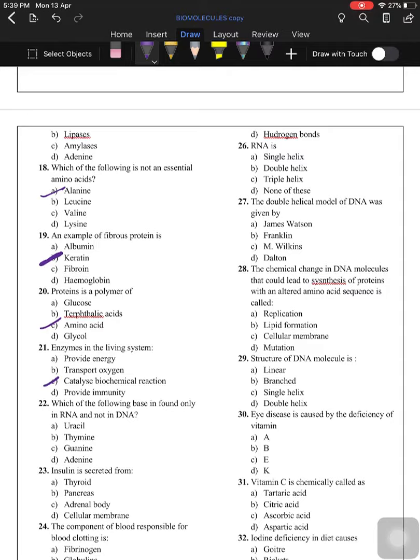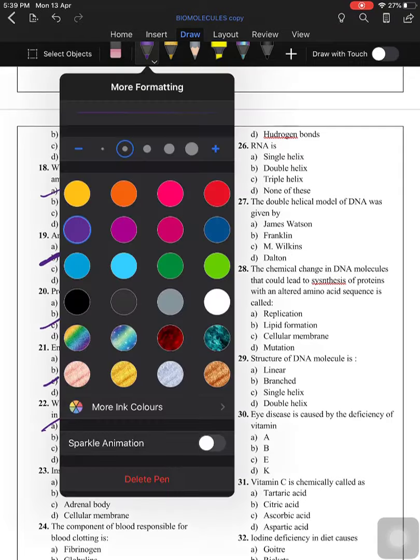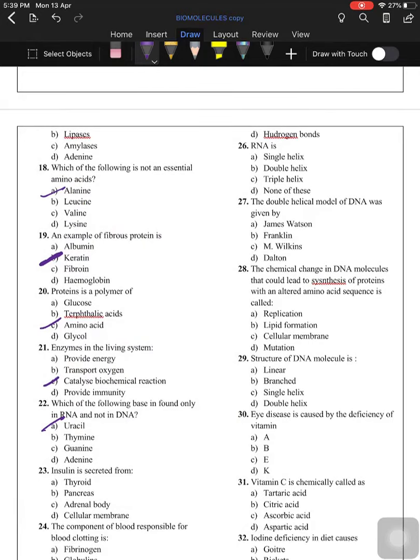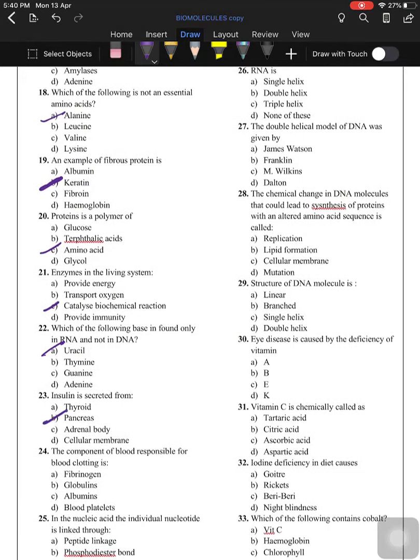Moving on to the 22nd, which of the following bases is found only in RNA, not in DNA? Everybody, a biology student who has a biology background in class 11 and class 12 can easily answer that the base is uracil. Uracil, you know, ATGC, there T is replaced by U, that is nothing but uracil, right? Then moving on to the 23rd, insulin is secreted from islets of Langerhans, which is present in pancreas. Therefore, option B would have been the right one for 23rd.